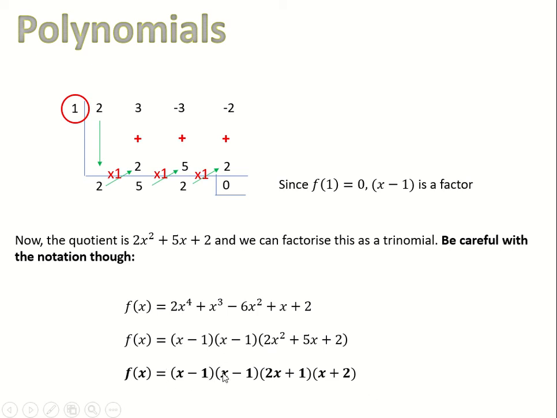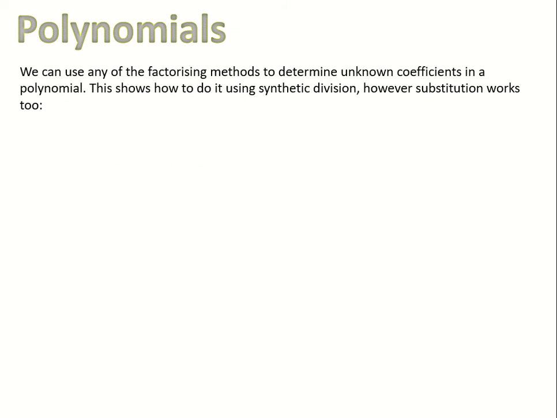You could write this as x minus 1 squared, obviously, but just make sure there are two x minus 1s. Right, so that's the more difficult one that you get. There's just straight factorization, but there are other uses that we can have for polynomials. We might actually use it to determine unknown coefficients.